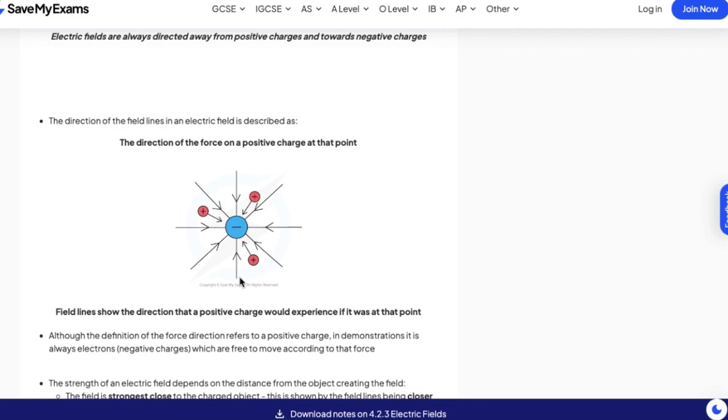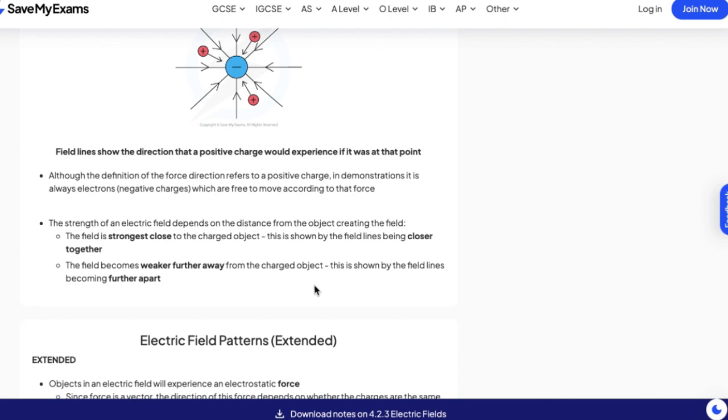So you see here, the force is entering the negative. The field lines show the direction that a positive charge will experience if it was at that point. If a positive charge was brought to this point, it will go this way. That's the direction of the field lines that we are seeing.